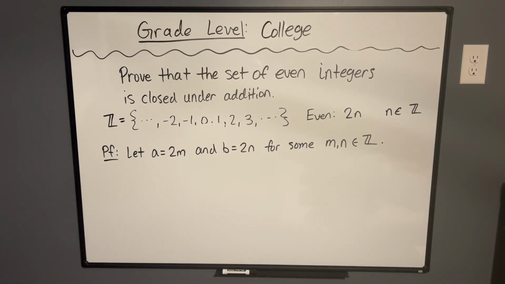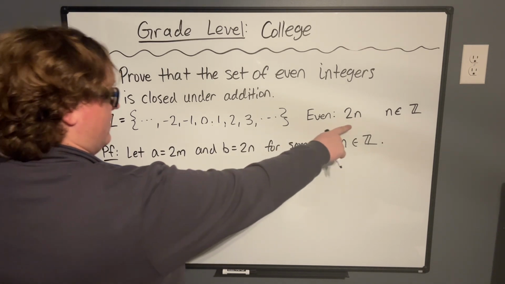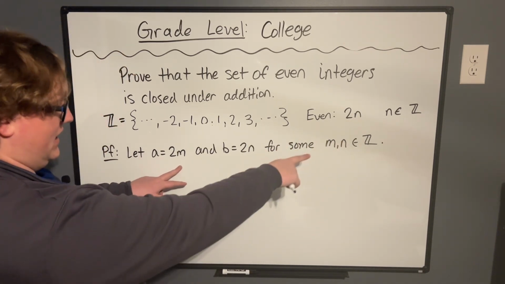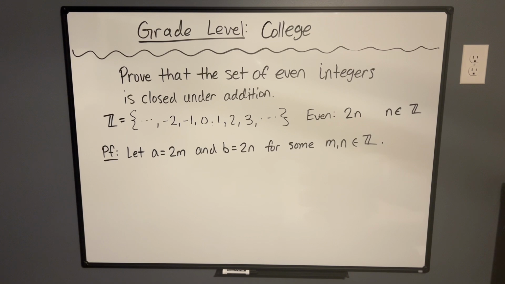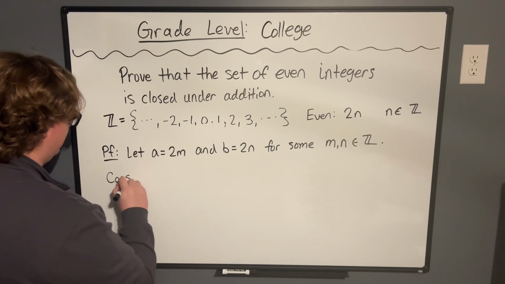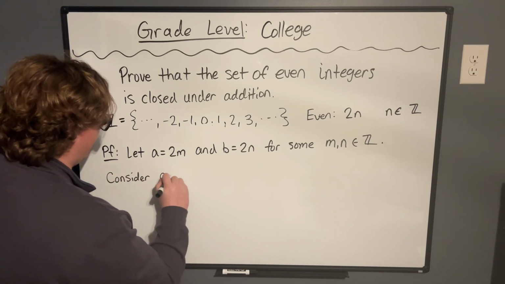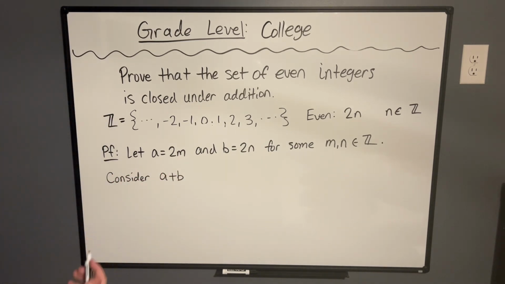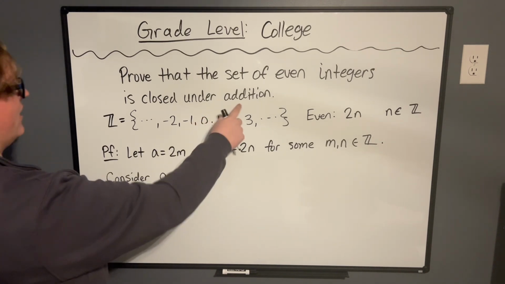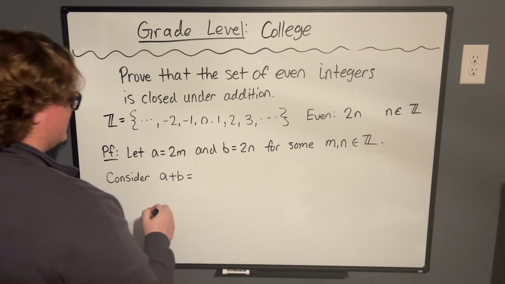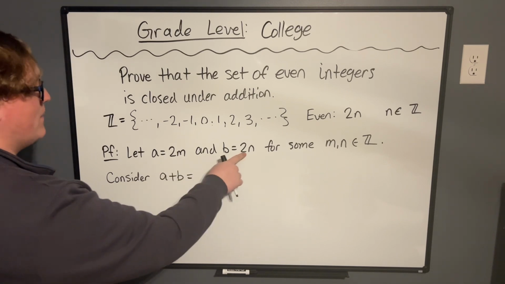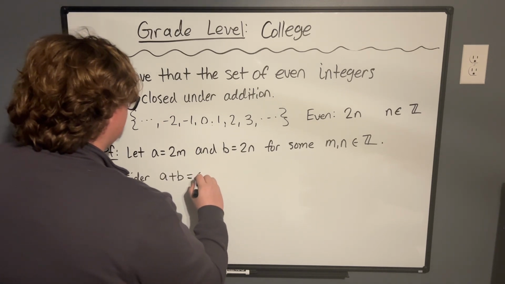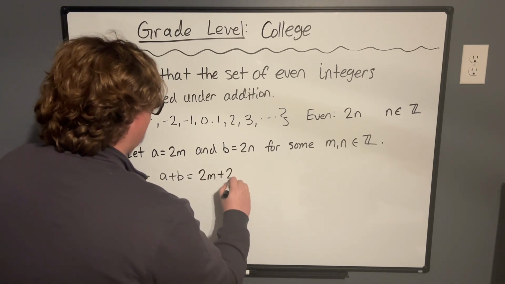Now, again, the logic behind this is these are both even numbers, because by definition, it's 2 times some number that's in the integers. So we want to show that whenever we add those together, we also get an even number. So we're going to consider a plus b. Because we do need to add these, because we're talking about addition here. Now, we know what that is because we've said that a is equal to 2m and b is equal to 2n. So this is 2m plus 2n.